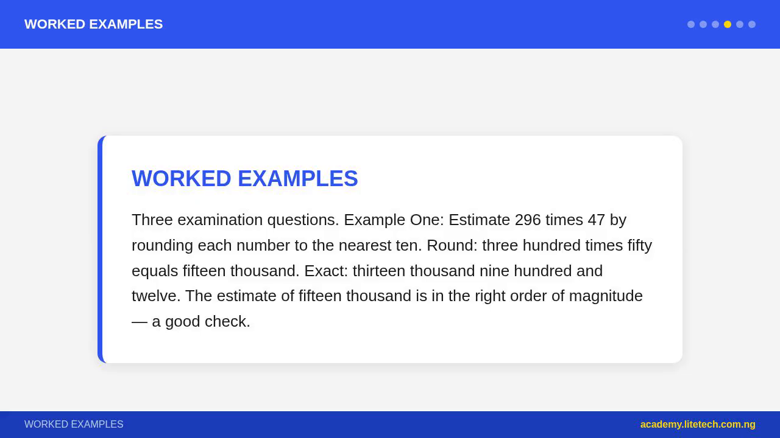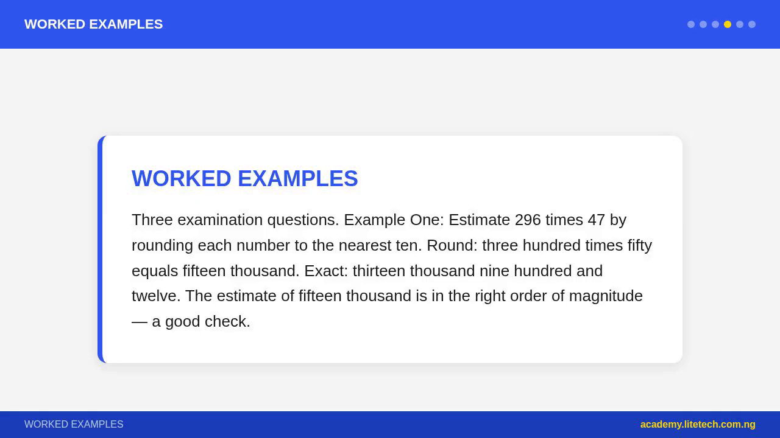3 examination questions. Example 1. Estimate 296 times 47 by rounding each number to the nearest 10. Round, 300 times 50 equals 15,000. Exact, 13,912. The estimate of 15,000 is in the right order of magnitude, a good check.